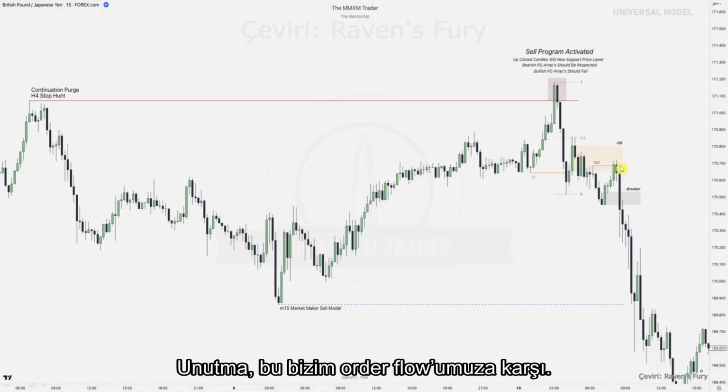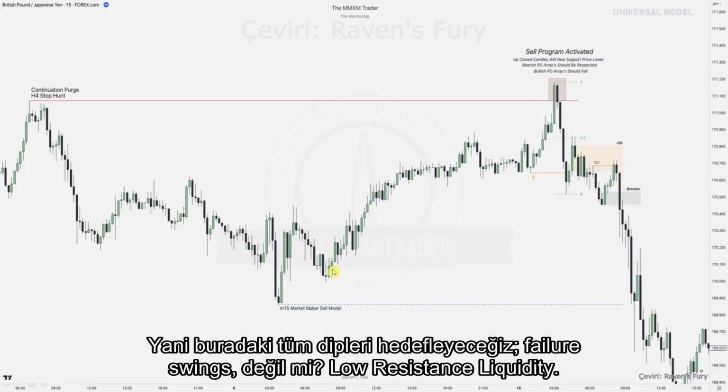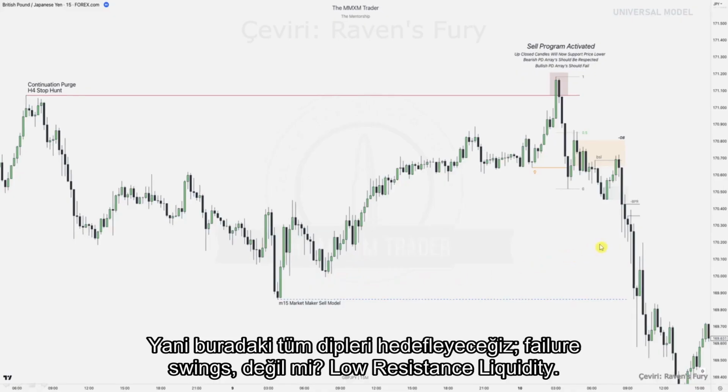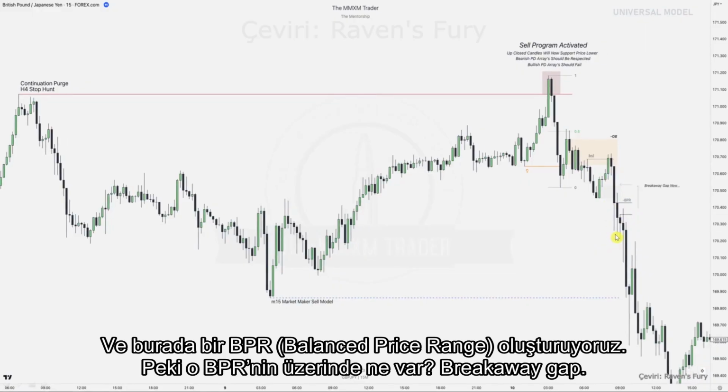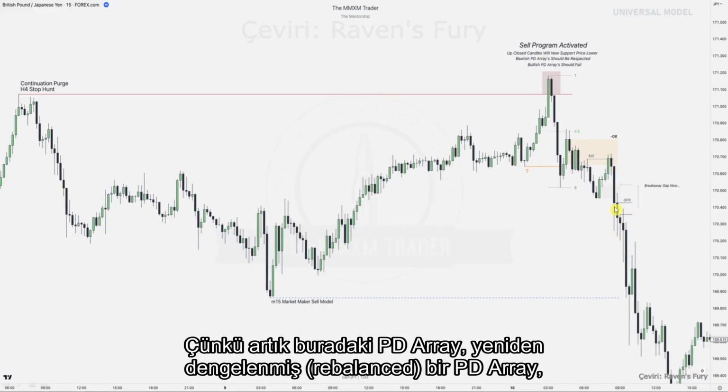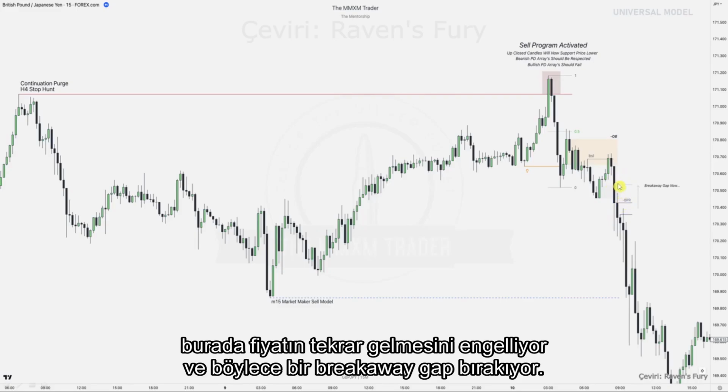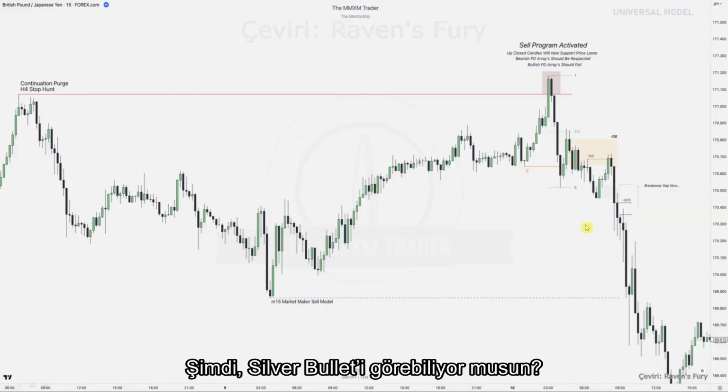Remember, that's against our order flow. So we're gonna go for all those lows down here, those failure swings, right? Low resistance liquidity. And then we form a BPR over here. So what do we have above that BPR? Breakaway gap, right? Because now we know that PD array, that redelivered, rebalanced PD array over here, makes sure we don't have any more price action coming up in here, thus leaving a breakaway gap. Now, can you spot that silver bullet?